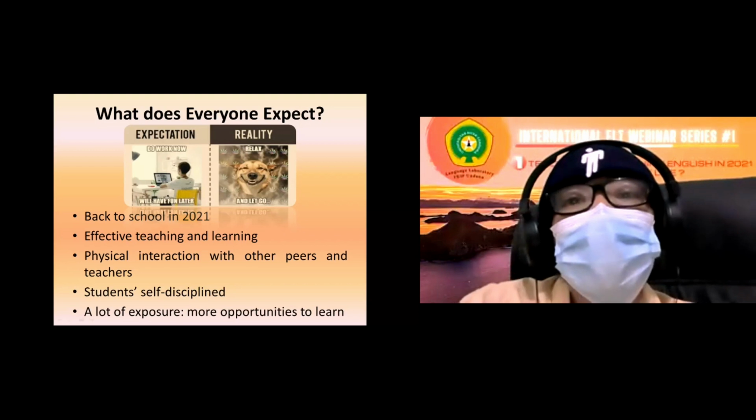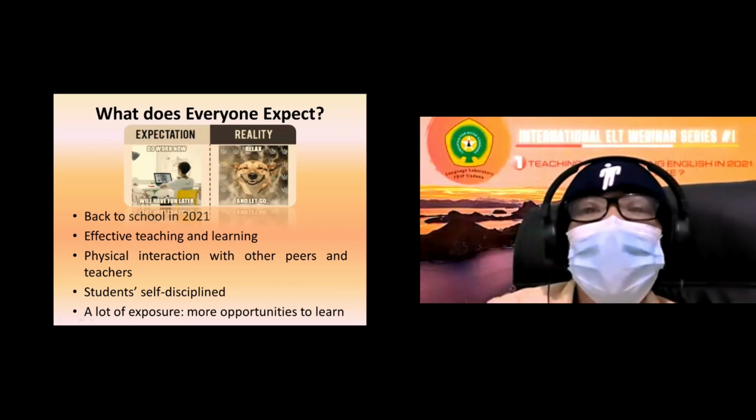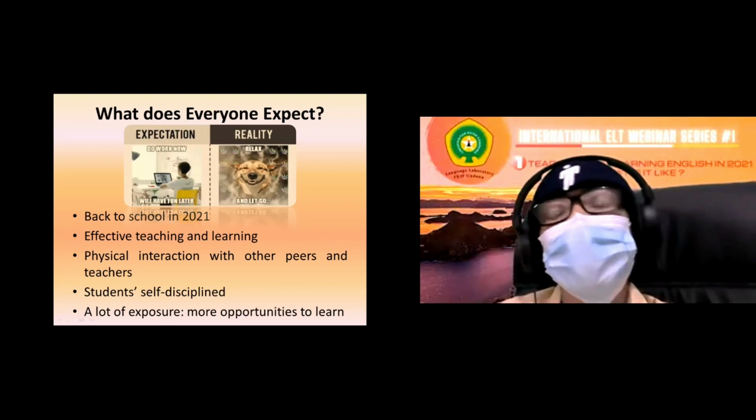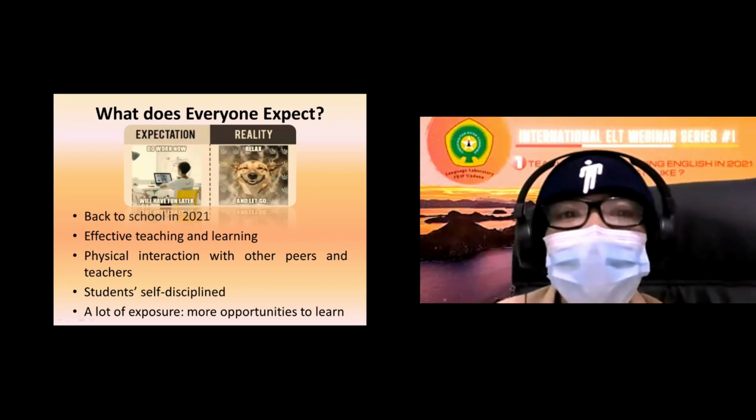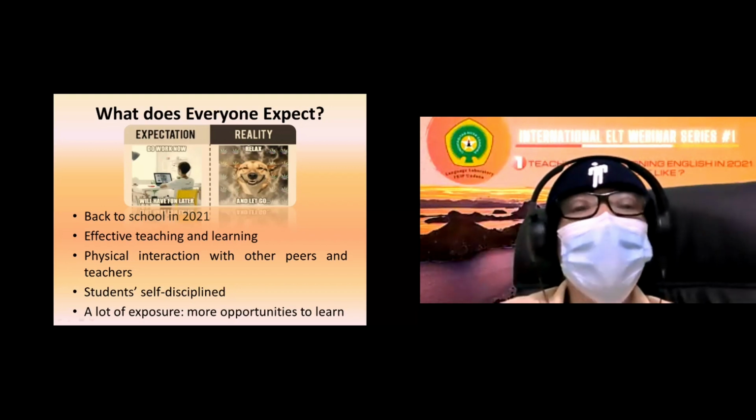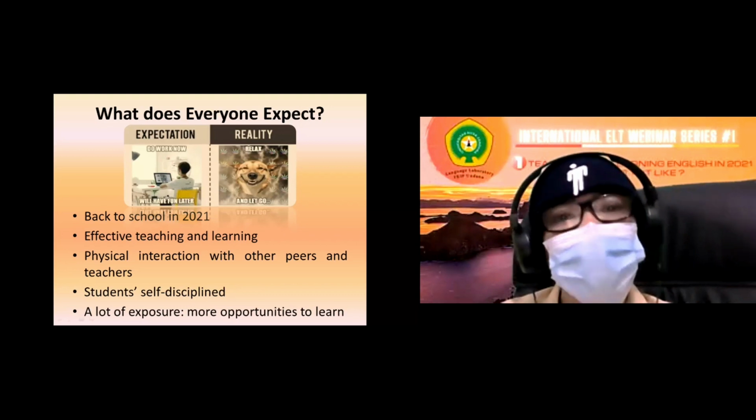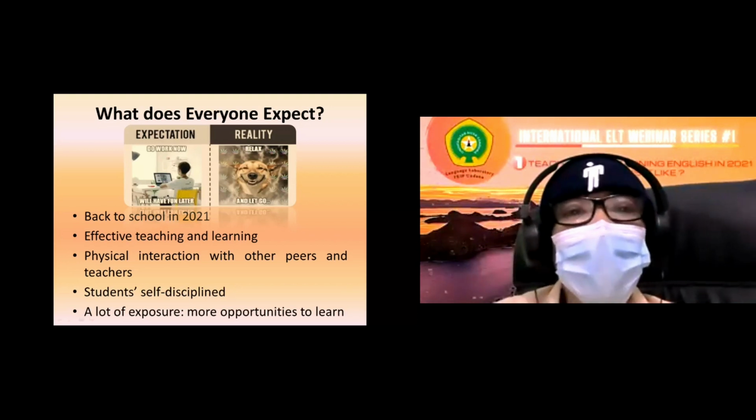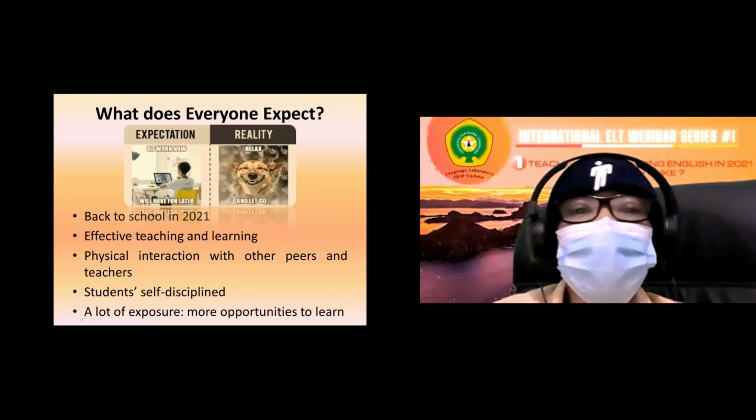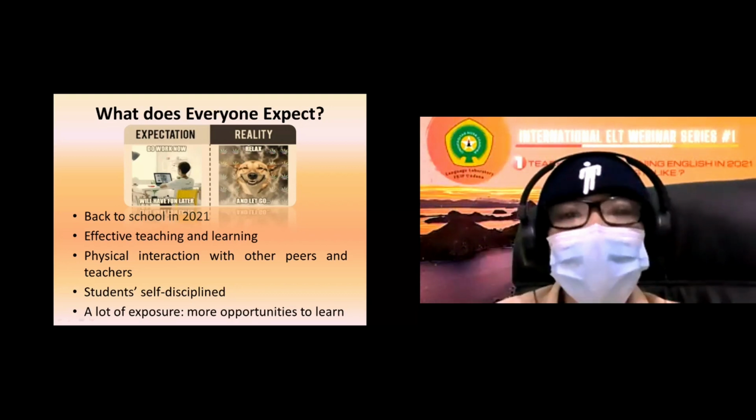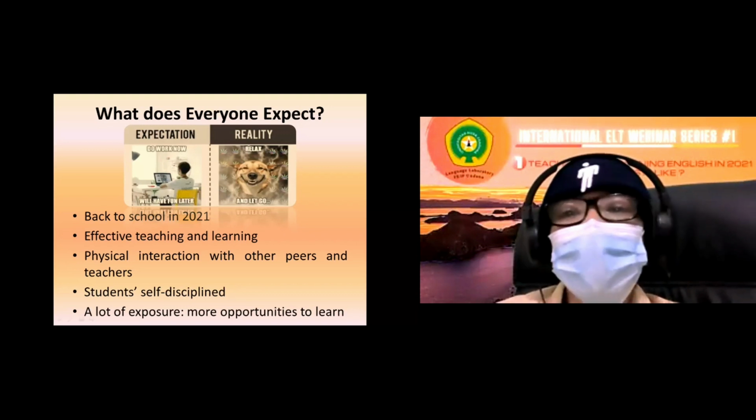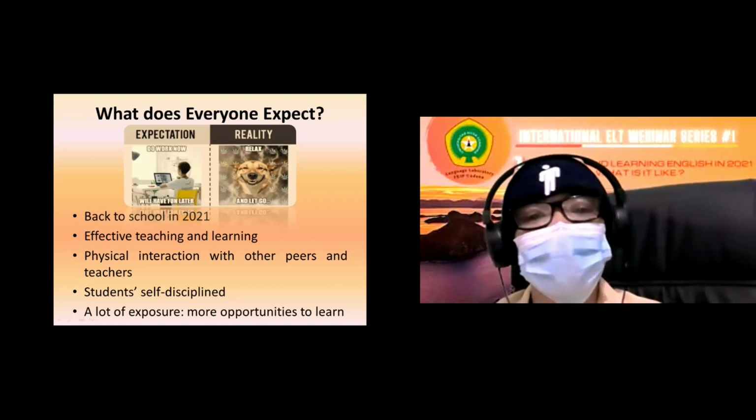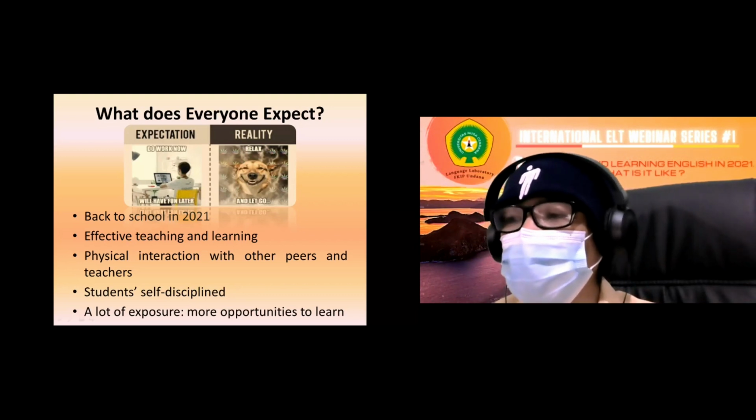Now, what do we expect? What does everyone expect? In 2021, all of us expected to go back to school. When we were in 2020 during our online classes, all of us hoped that we could go back to real school, the physical building, in 2021. Then there would be more effective teaching and learning and physical interaction. Once we went back to school, we would have physical interaction with peers and teachers. By doing this, students would have more self-discipline and a lot of exposure.